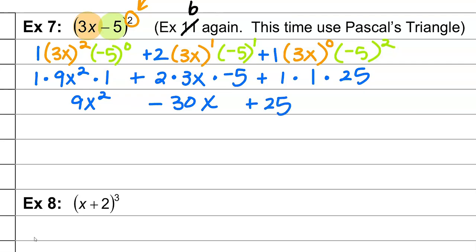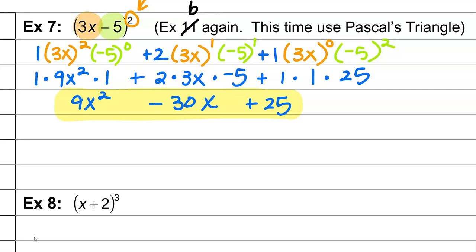Now, this third method of expanding 3x minus 5 quantity squared, is it faster? I don't think it's faster than square to the left, square to the right, double the product of the two terms. In fact, I could probably multiply it faster than going through and doing this method, right?